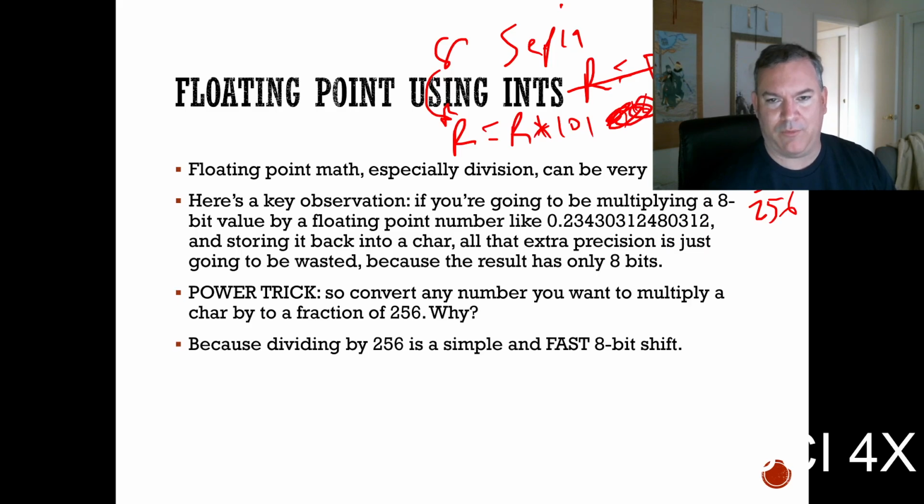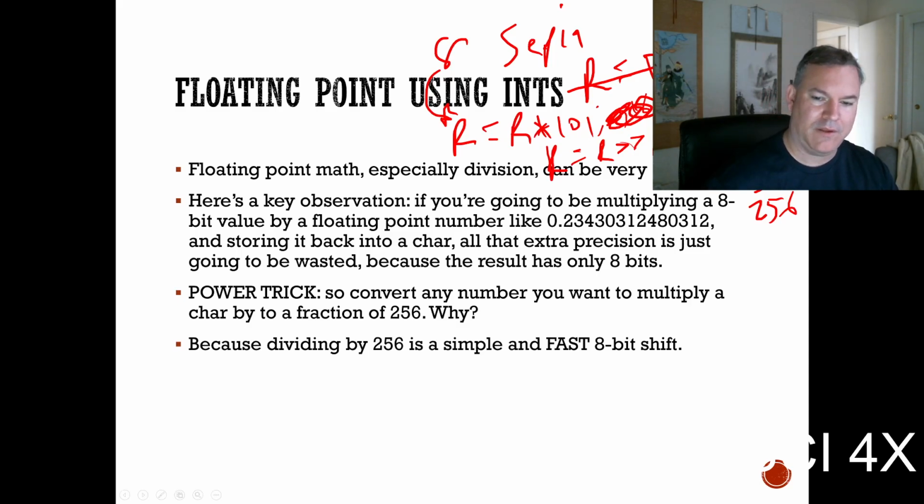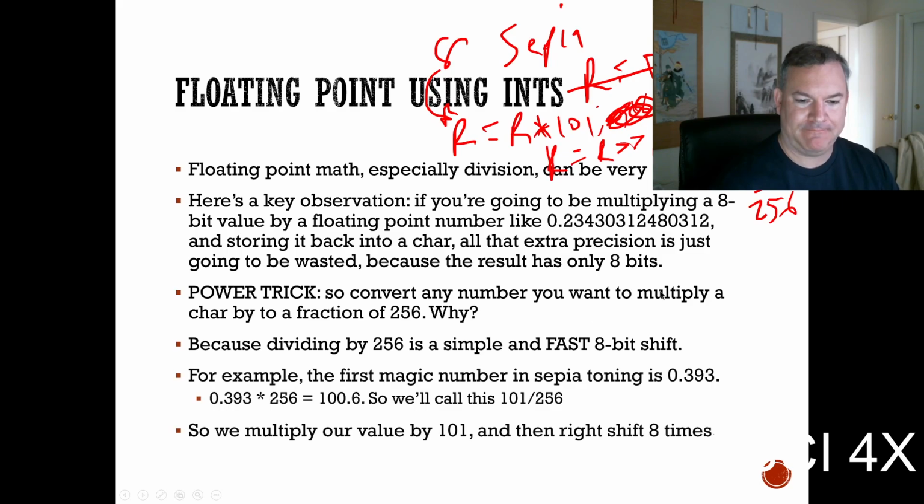So we're going to multiply the red value by 101 and then say red is equal to red right shifted 8 times. And so we will replace this line here, red equals red times 0.393, with red equals red times 101 right shifted 8 times. You guys see that? So we'll multiply the red value by 101, then right shift 8 times. And that is a fast, cheap, and dirty way of doing floating point math without having to actually have a hardware float unit. And it's probably going to be a lot faster too.